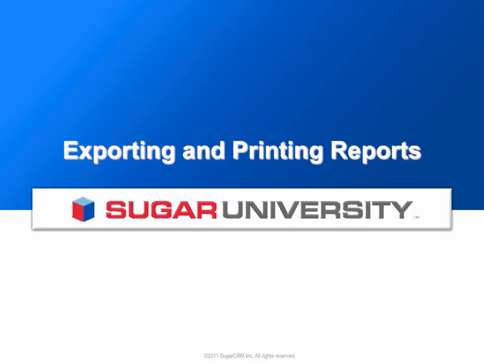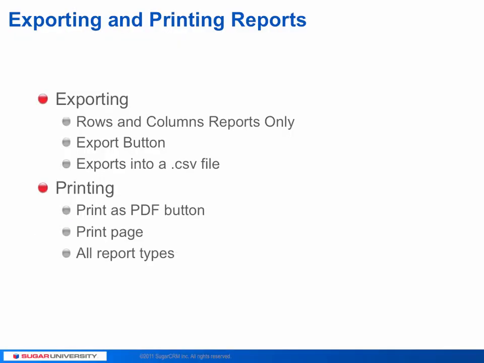Now let's talk about how to export and print a report. You can export a rows and columns report using the Export button on the Report Viewer page. Each export displays as a CSV file in Excel. You can also use the Print as PDF button in the Report Viewer to print the report as a PDF document. You can print the entire report, including the chart. You can also print the chart separately as a PDF.